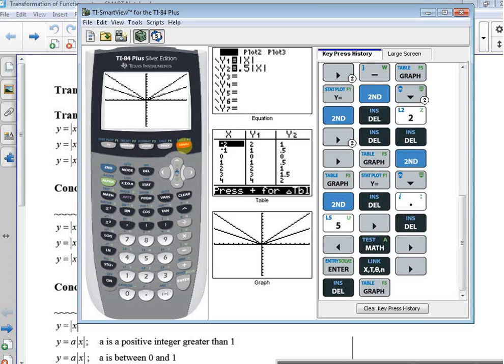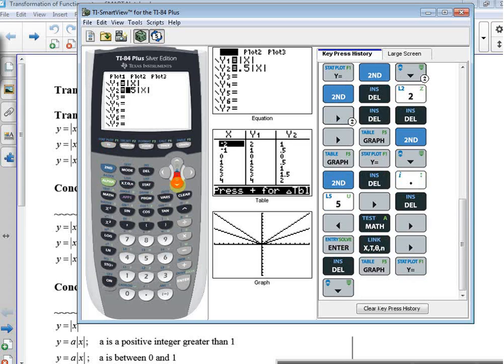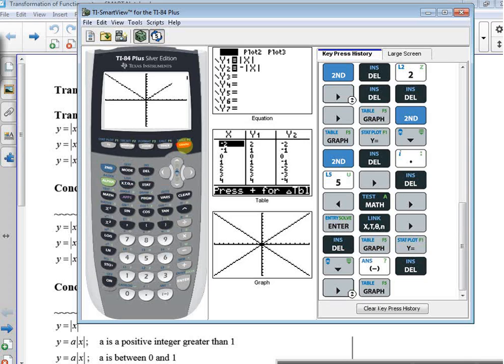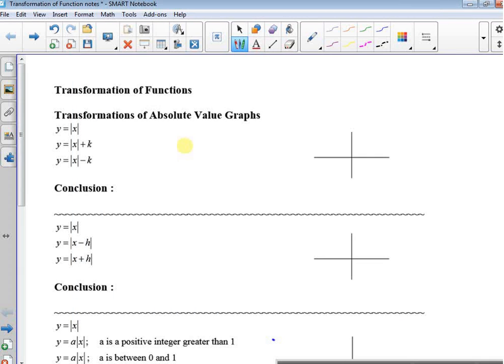Okay? So one other one to look at, when I put a negative and delete that decimal in front of my absolute value of x, the first one graphs as usual, and the next one is a reflection over the x-axis. So then I can apply these to my notes.